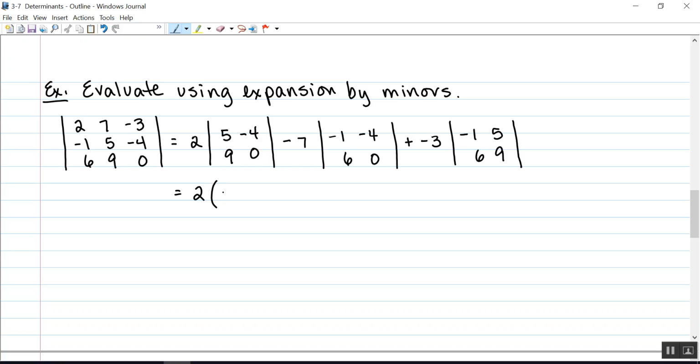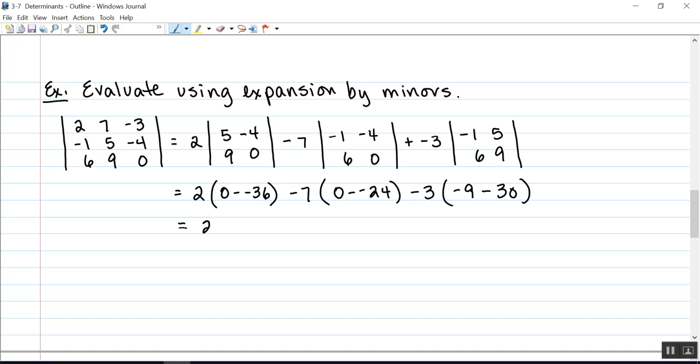So that's going to be 0 minus a -36. Okay, so 0 times 5 minus -4 times 9, minus 7 times -1 times 0, which is 0, minus -4 times 6, minus a -24. And here, instead of writing plus a -3, I'm just going to do a -3. And then the determinant of this is going to be -1 times 9, which is -9, minus 5 times 6, which is 30.